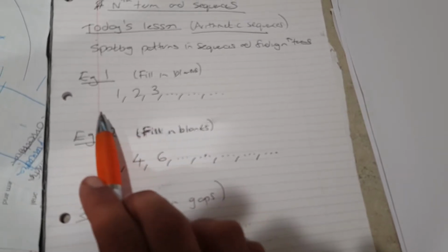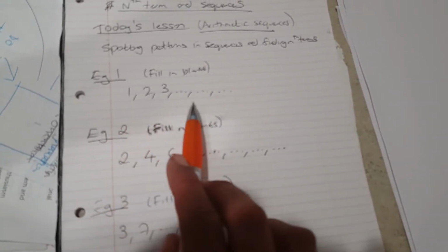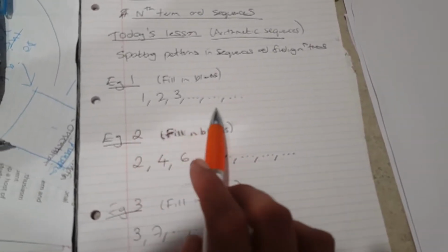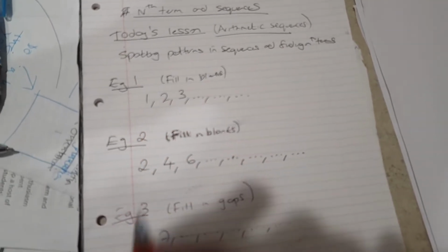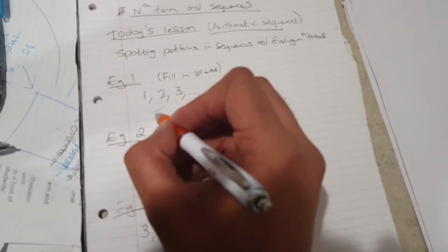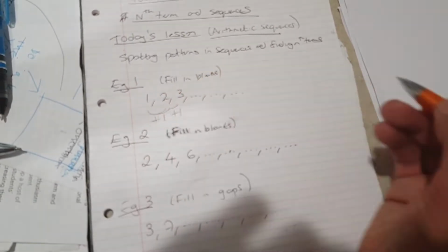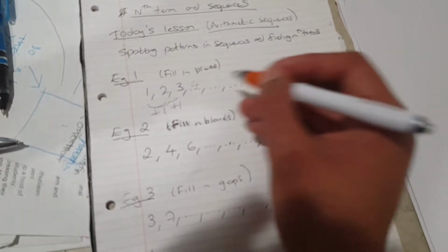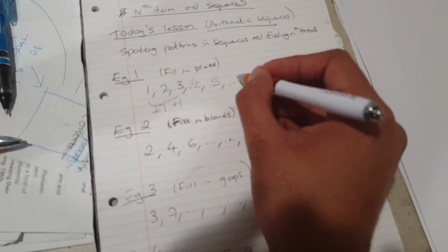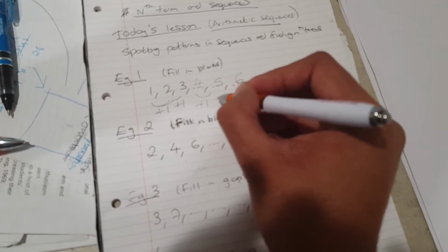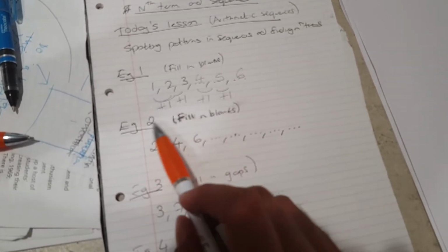So example 1. This is my sequence: 1, 2, 3. A sequence essentially is a pattern of numbers, with a comma between them. We can clearly see that we are adding 1 each time. So here is going to be 4, because 3 add 1 is 4. 4 add 1 is 5. Adding 1 again, so plus 1, plus 1. So this is the answer to the first example.